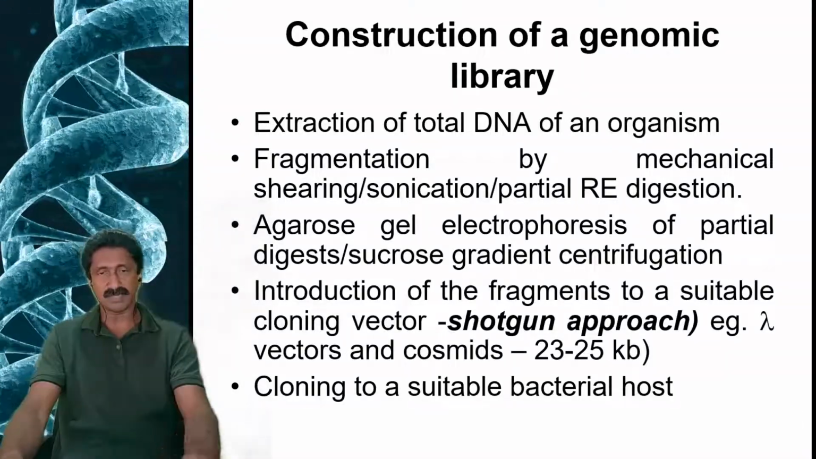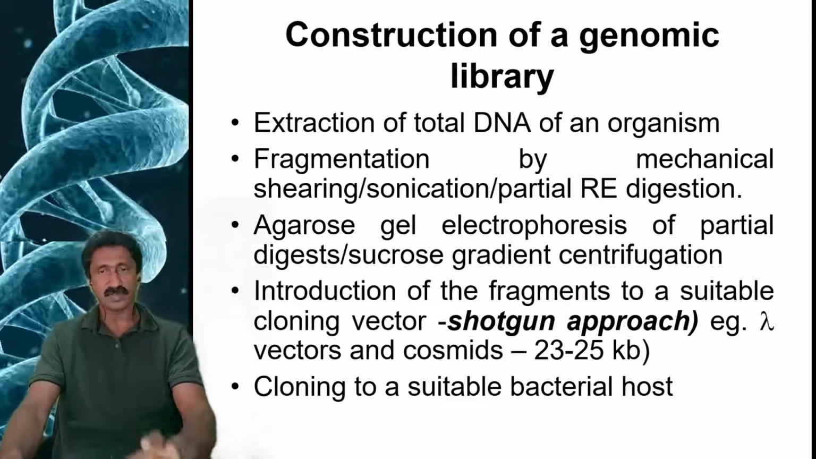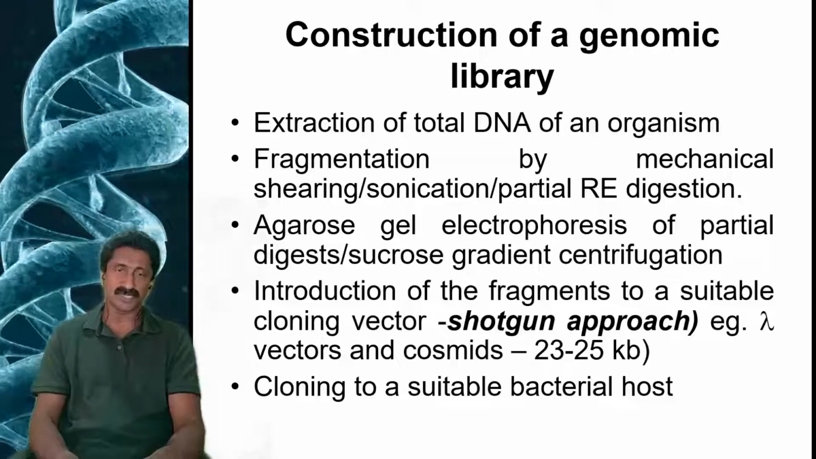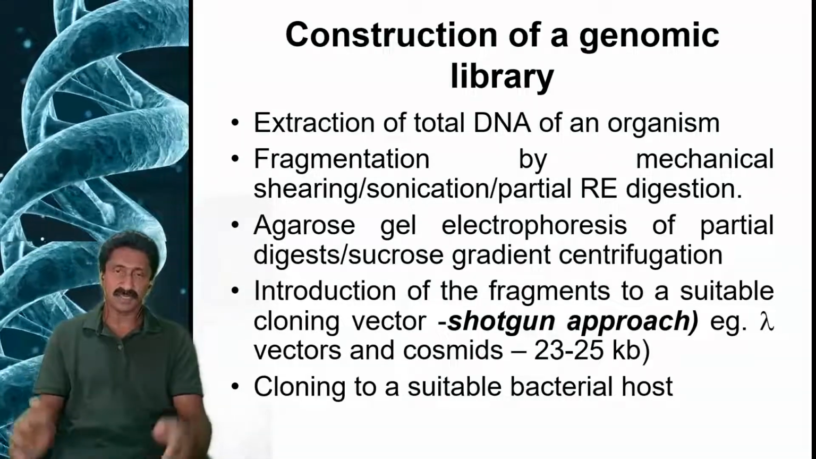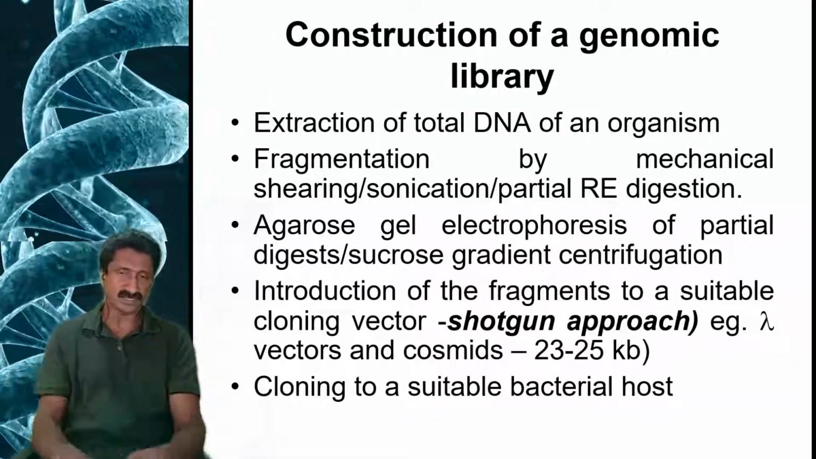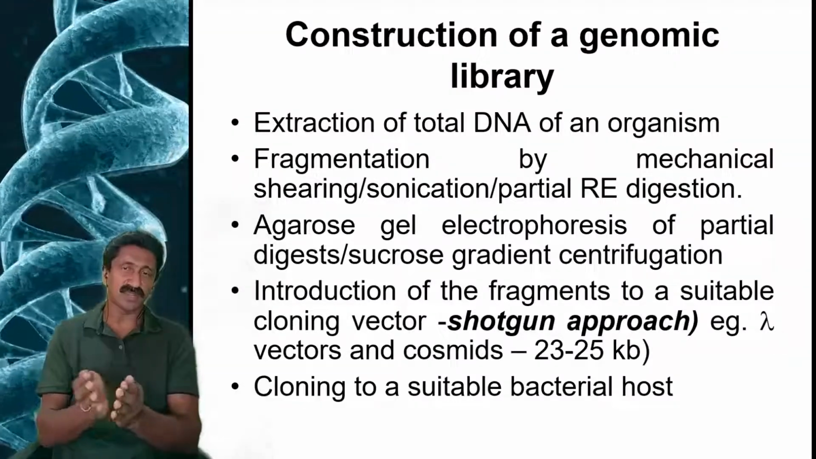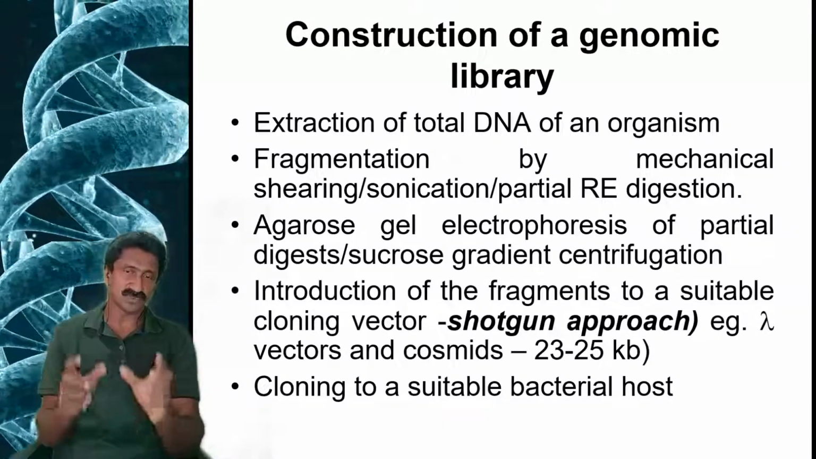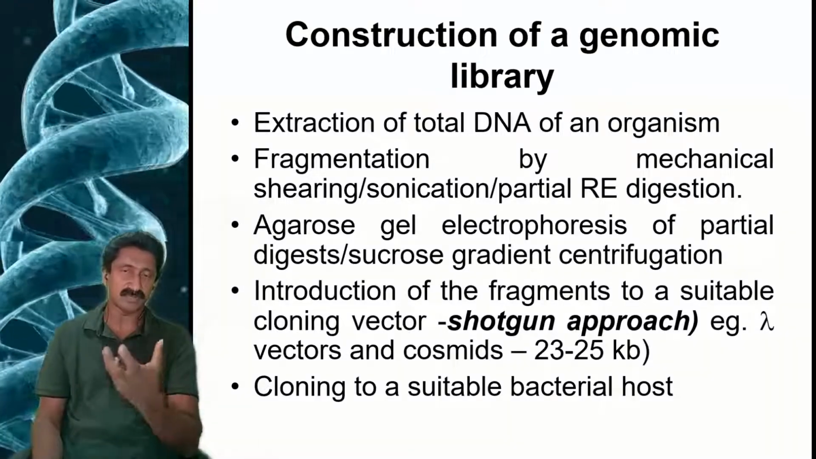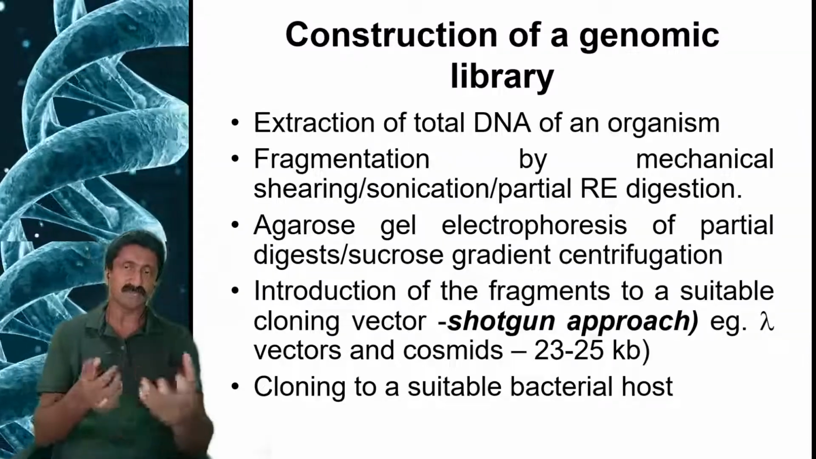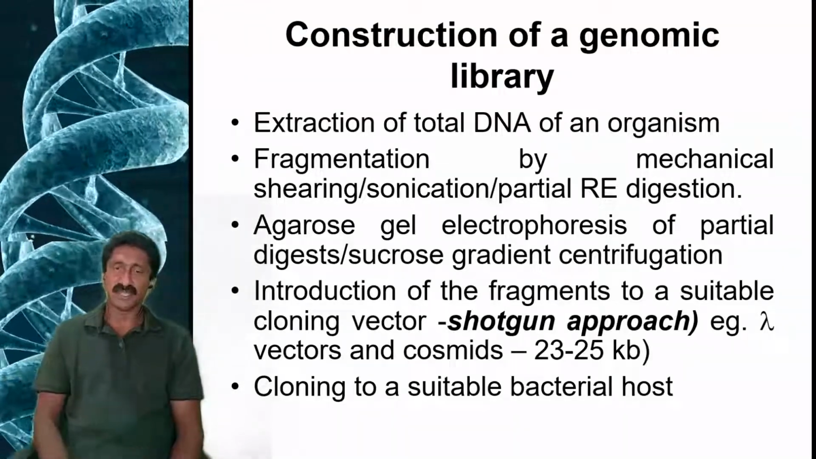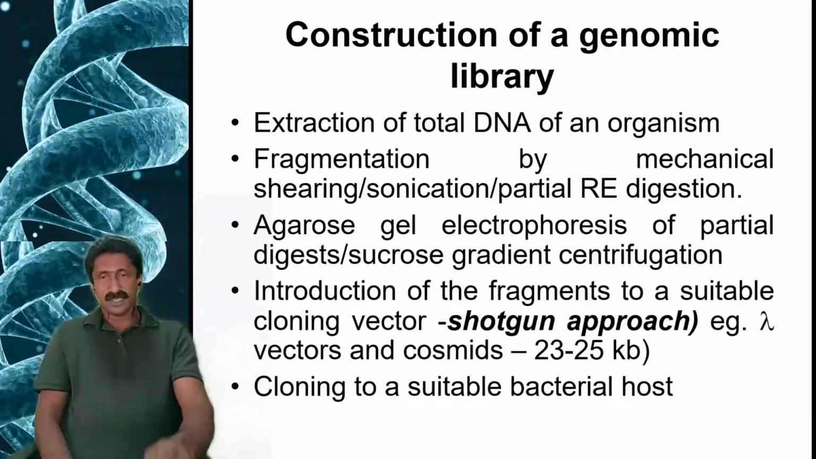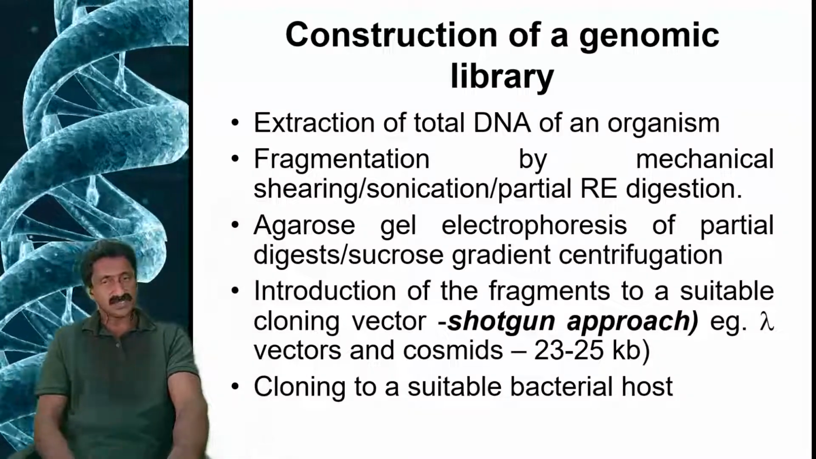One example is a lambda vector and cosmids, which can carry up to 23 to 25 kilobases. That is 25,000 bases can be incorporated into such vectors. That is compared to the plasmids, which can only carry a few thousand base pairs. So the size of the fragment that can be carried by a plasmid is much less when you are comparing with the other vectors like lambda vectors or cosmids, which have a higher capacity. And cloning into a suitable bacterial host is the next step.